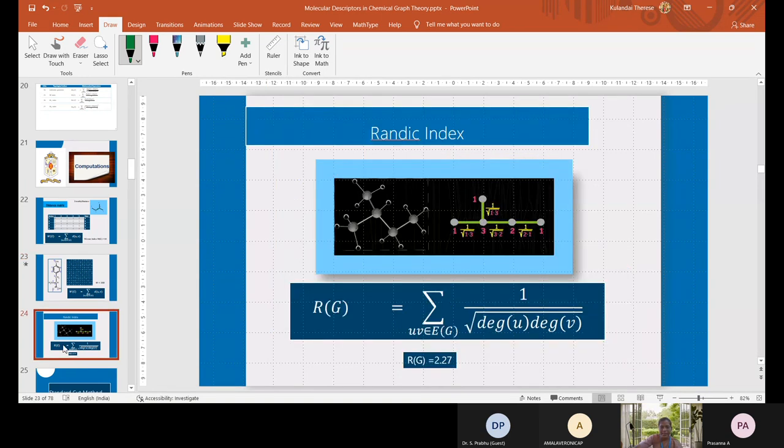Then this is the Randic index. In this Randic index, one molecular structure is given and this has been calculated. See the first one, this is degree of U into degree of V. So for the first molecule, it is the pink color, it is given as the degree 1 and 3. Likewise, if you use the formula, you can get the answer.